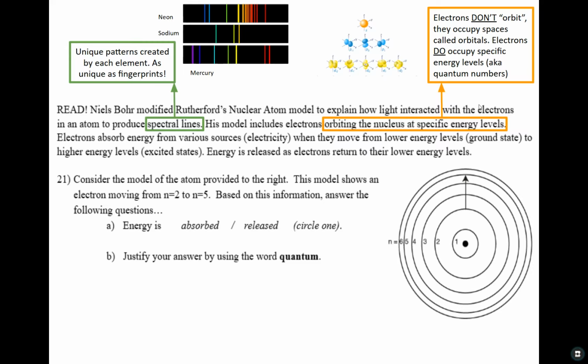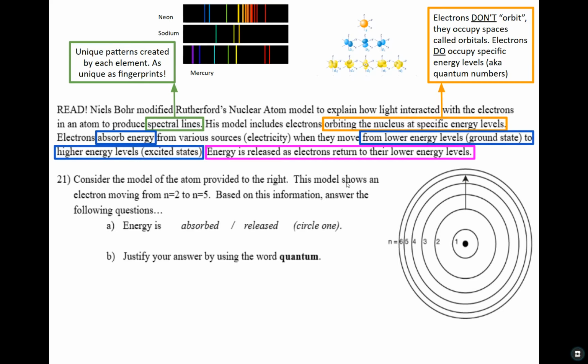They are in orbitals. Electrons absorb energy from various sources like heat or electricity. I didn't add an annotation for this, but it might be something to note because that is what we're using in our flame test lab later on this week. When they move from lower energy level, the ground state, to higher energy level, excited state. Okay, so I'm going to just chop that sentence down a little bit. When we absorb energy, we go from lower energy level to higher energy level. Great. Energy is released as electrons return to their lower energy levels. I actually like that whole sentence.